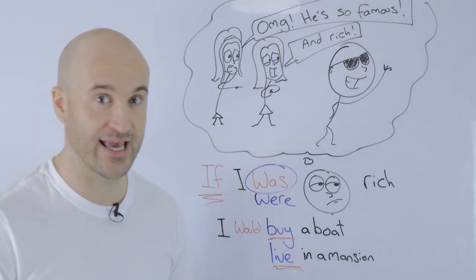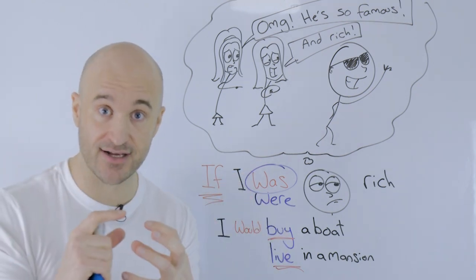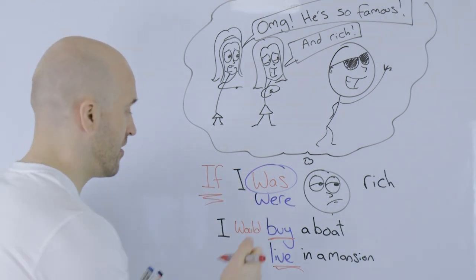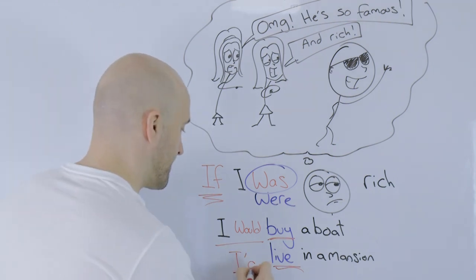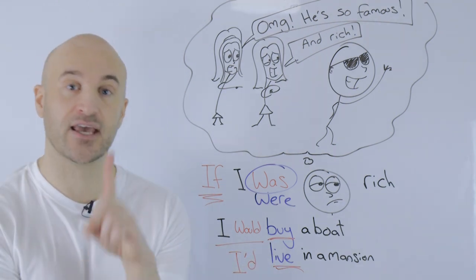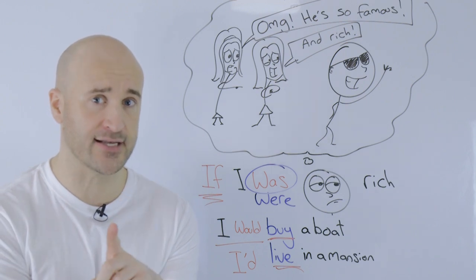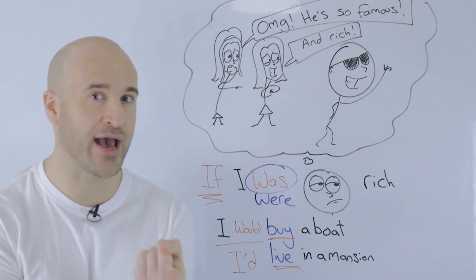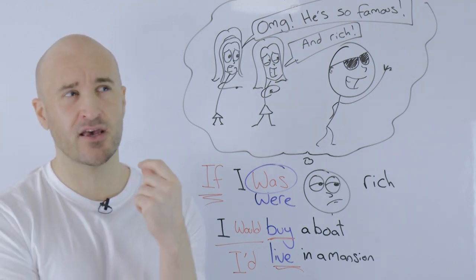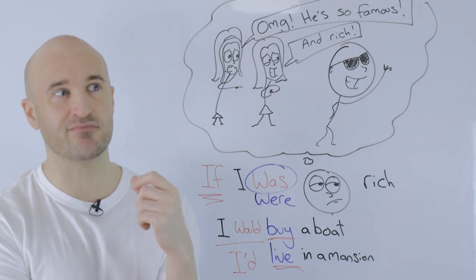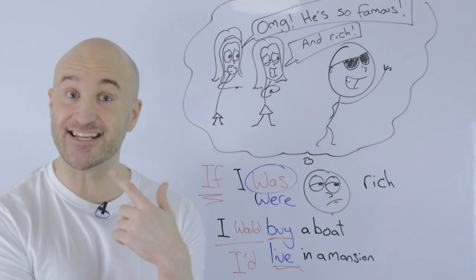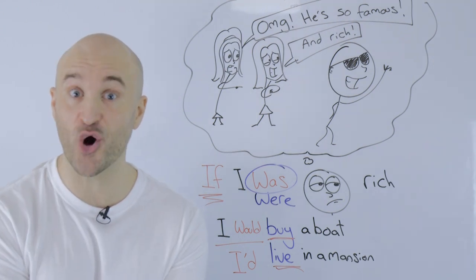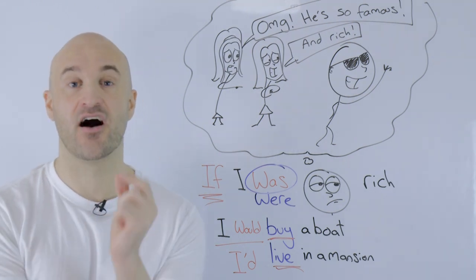Also, pronunciation. You want to contract when you can. So, I would, what's the contraction of that? I'd, right? If you're speaking slowly, I'd. But listen to how I pronounce it quickly. If I was rich, I'd buy a mansion. If I was rich, I'd buy a boat. It didn't sound like I'd. No, I made it lazy.